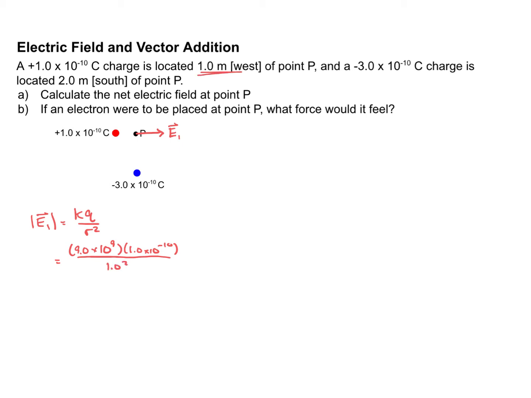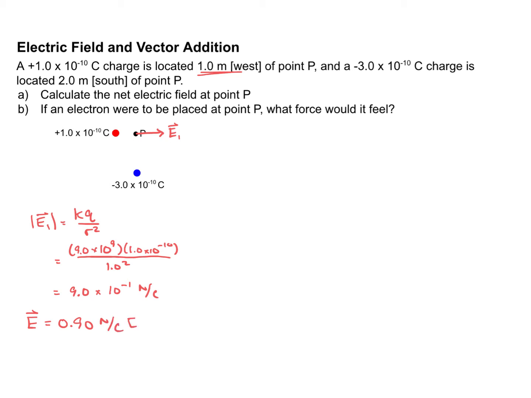So 1.0 squared. Actually, I don't need a calculator for this because it's 9 times 1 divided by 1 squared. Well, that's just equal to 9. But I will have to figure out my power of 10. So let's see, I have 10 to the exponent 9 times 10 to the exponent of negative 10. That makes 10 to the exponent of negative 1. That would be newtons per coulomb. Now, I don't think I need scientific notation for that. I can just write it as 0.90 newtons per coulomb.